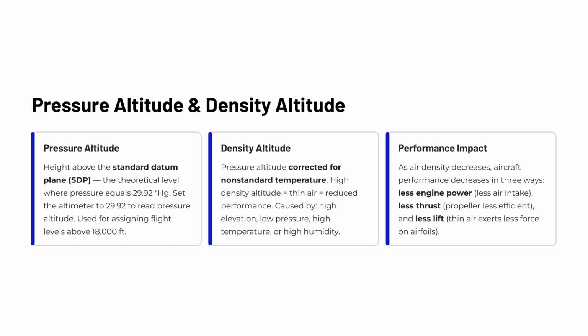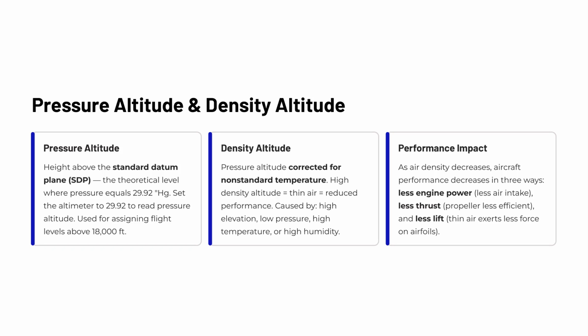Density altitude takes that concept one step further. It's pressure altitude corrected for non-standard temperature. In simple terms, density altitude tells you how the atmosphere is performing relative to standard conditions. High density altitude means the air is thin, and thin air means reduced aircraft performance. 4 factors drive density altitude up: high elevation, low atmospheric pressure, high temperature, and high humidity.